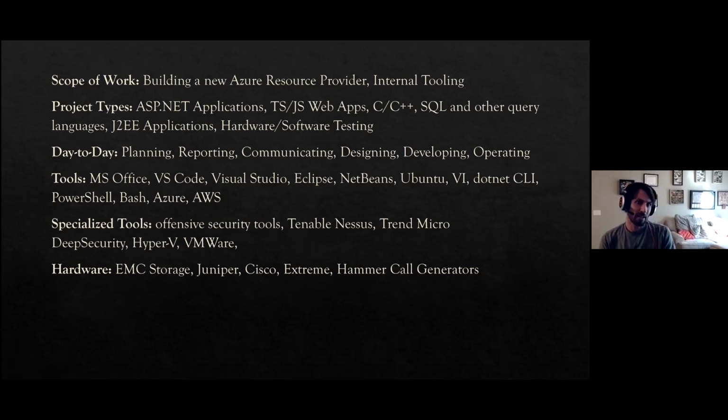So some of the project types. Currently, I'm working on basically an ASP.NET web application. Lots of Azure functions. Some stuff that happens on VMs, virtual machines. Then I've also written TypeScript and JavaScript web apps, some C and C++ code, and then lots of SQL and other data query languages, Java enterprise applications. And then also hardware and software, like some proprietary testing, both hardware and software.